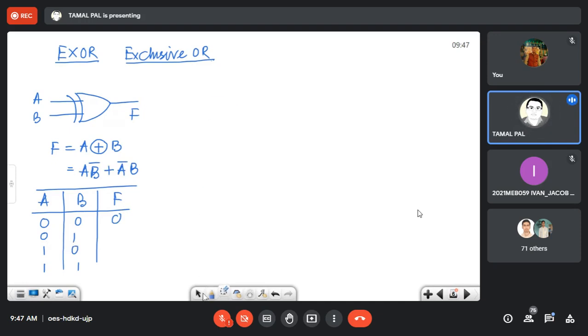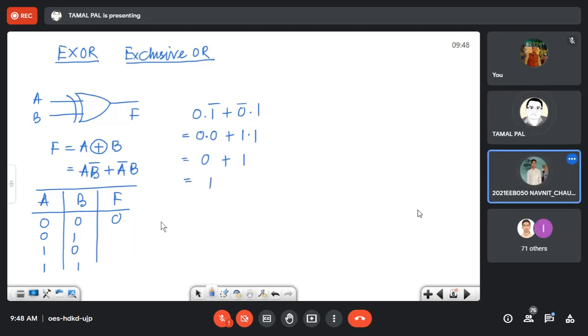Okay, because it requires some explanation. For 0 and 1, this part is 0, because this is the AND operation, 0 and 0, 0, and this part is 1. And this part is 1. So in this way, actually, we make it. Similarly, we will find this. And we can remember in this way that when both of the inputs are equal, then it is 0. And when the inputs are not equal, then it is 1.